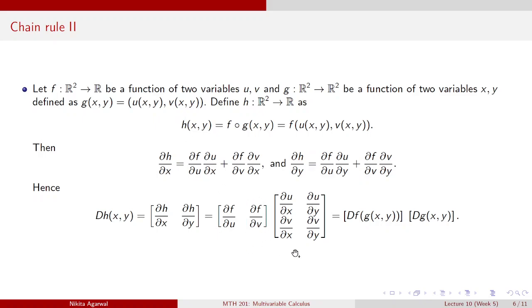So the first term comes out to be Df at g(x, y), because these are with respect to u and v. When you apply g, you get u and v, and this is times Dg(x, y). This is similar to what you have seen in one variable. If h was f composed with g, then h' was f' at g(x) times g'(x). So it's the same thing. It's just that now you don't have scalars, you have matrices.